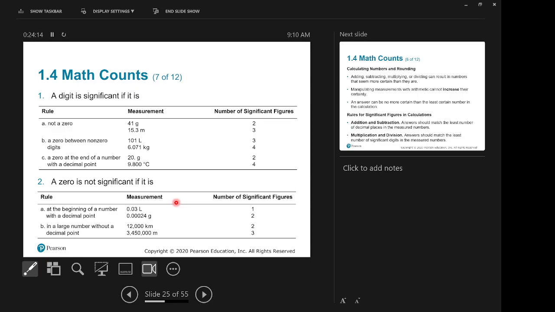Same number of sig figs, isn't it? Yeah, 4 sig figs. And again, we start right here. That's our 1, right? First sig fig, second, third. Okay.